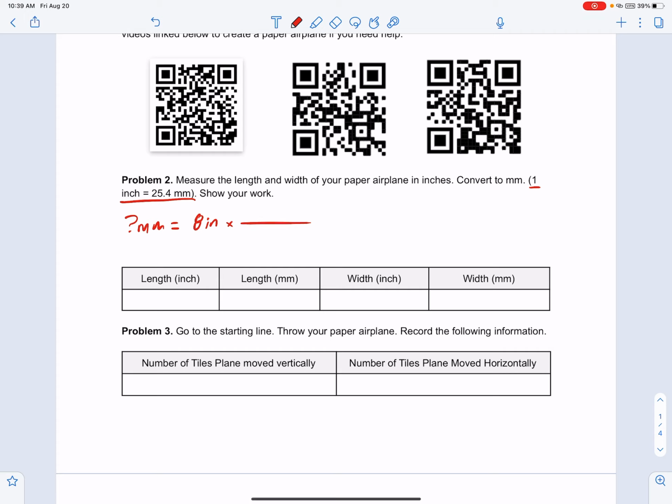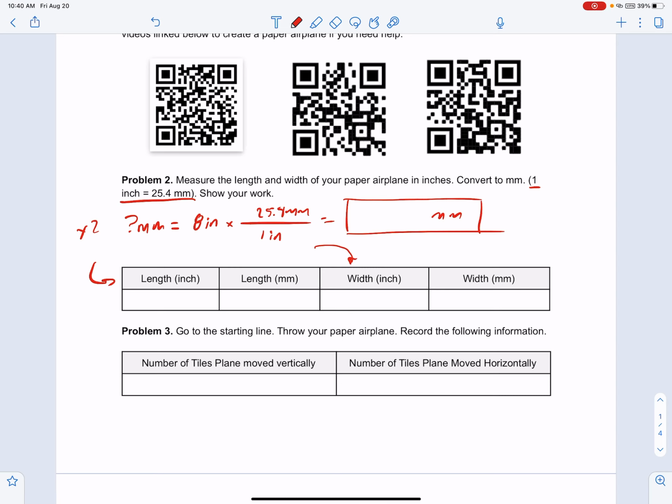We write out our conversion factor. 1 inch is equal to 25.4 millimeters. And what do we get? We get our answer in millimeters. You guys can multiply that sort of thing out. All right, and then you do this twice for length and for width.